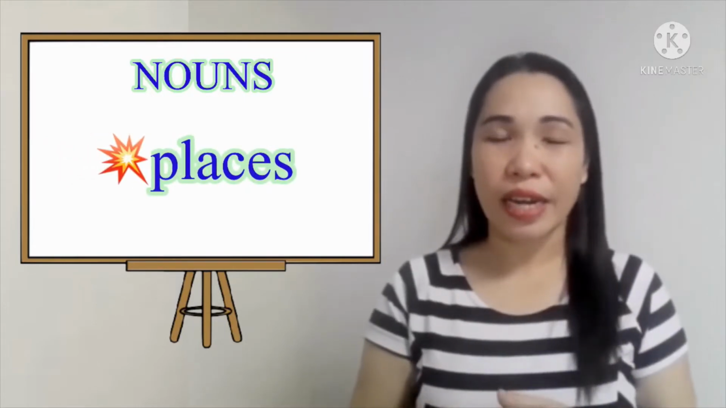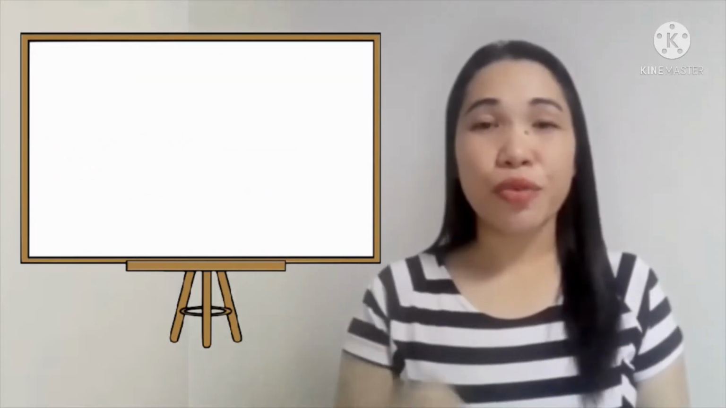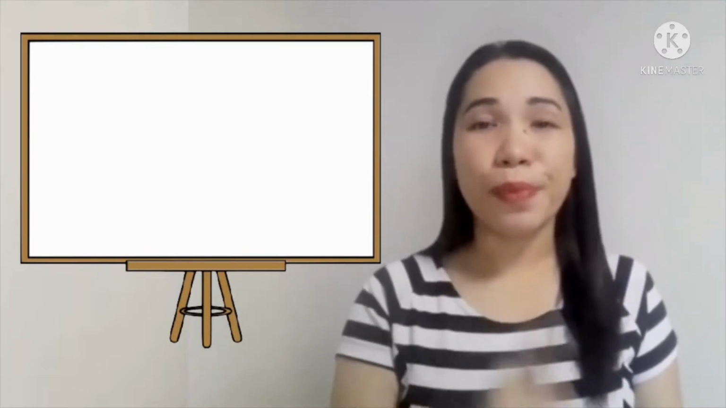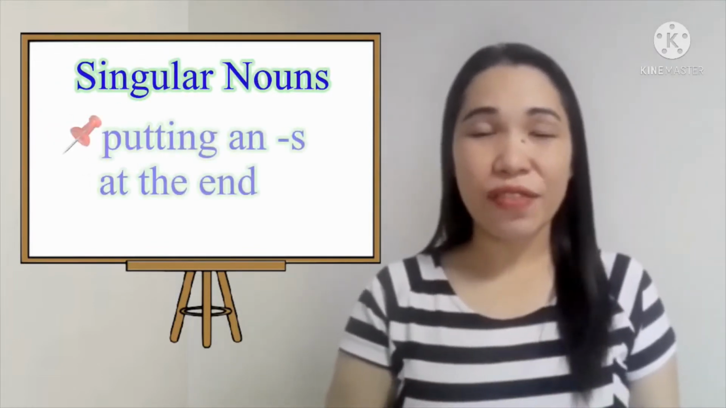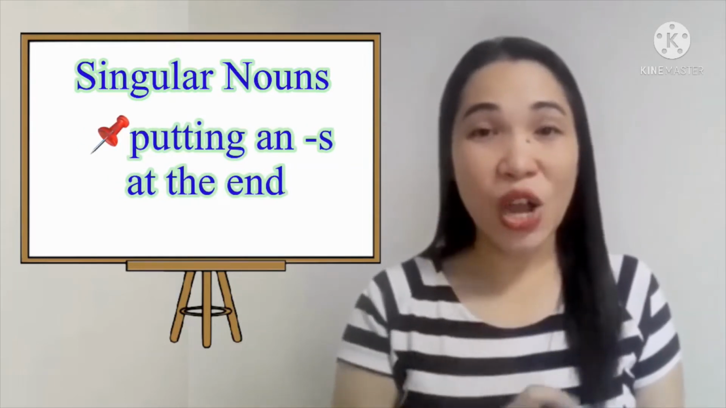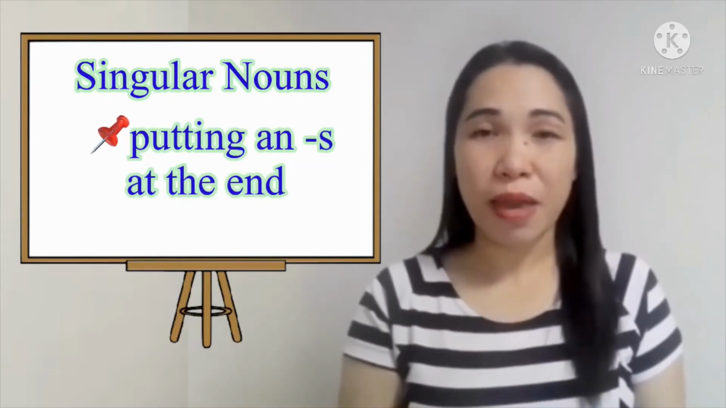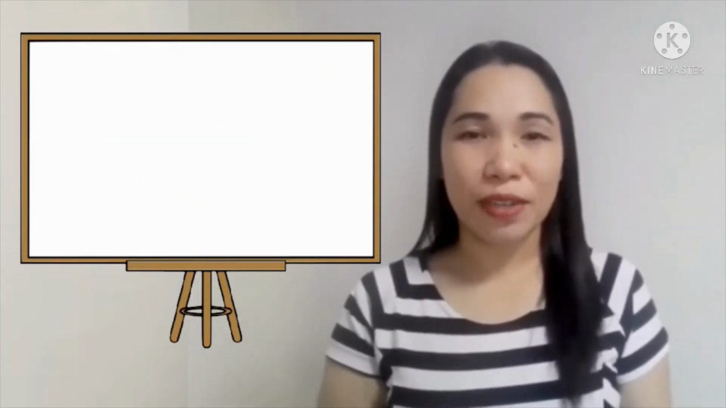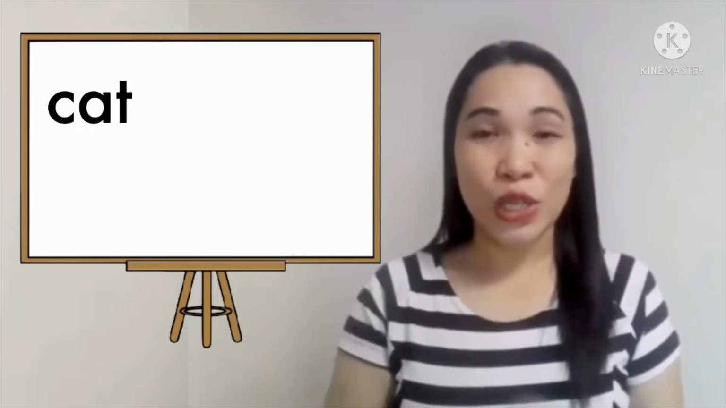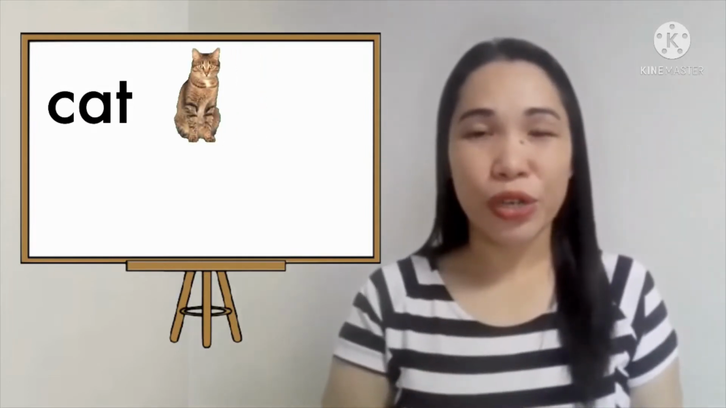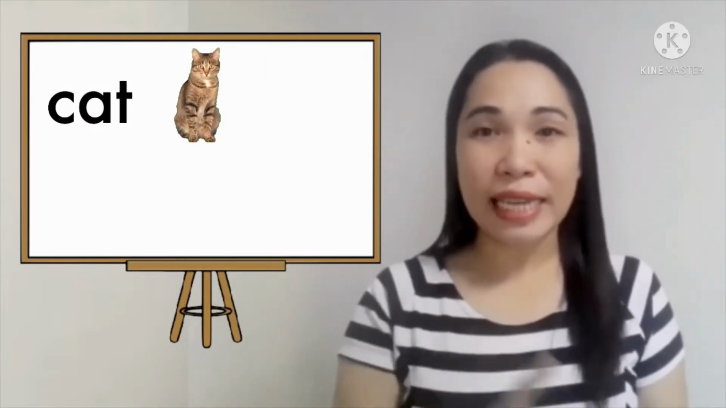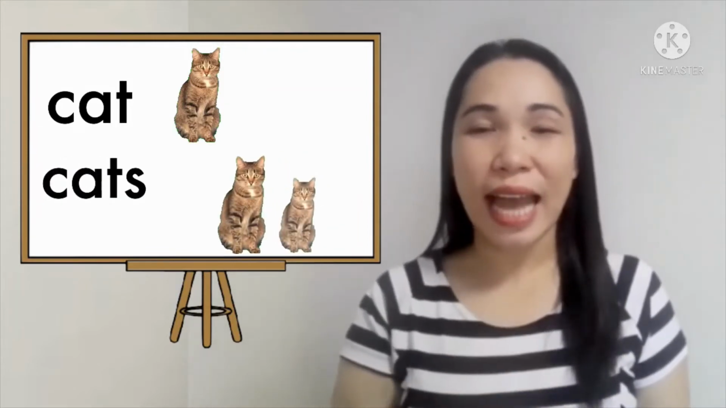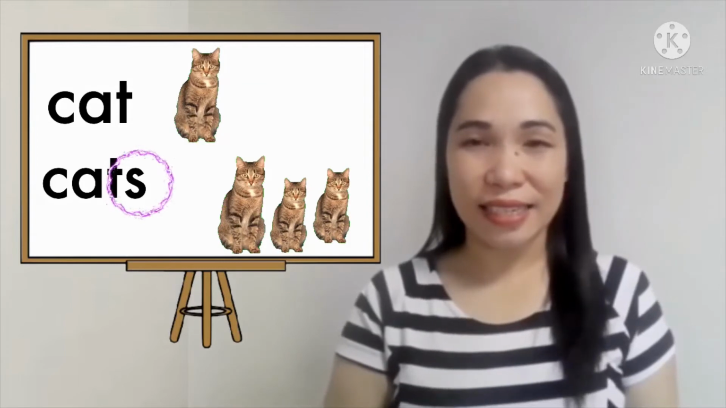So those are nouns. The first rule that we are going to consider today is putting an S at the end of a singular noun. So kung isa lang, wala siyang S. For if you want to make it plural, so we will just add S. For example, cat. So ang cat, pag isa lang, we are going to call it cat. Pero pag dalawa ng cat, we can say cats. So we will just add the S at the end.